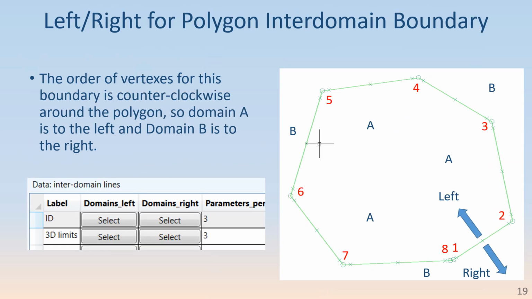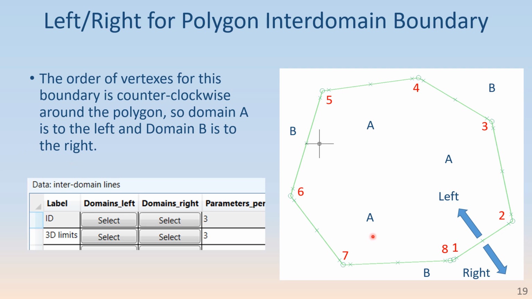I forgot to mention in the previous slide that for several kinds of external line boundaries, normal flux specified and head dependent normal flux, the domain must be to your left, and you go counterclockwise around the exterior boundary of a domain. For interdomain boundaries here, it does not matter whether you go clockwise or counterclockwise. All that matters is that you understand the convention for determining left and right.